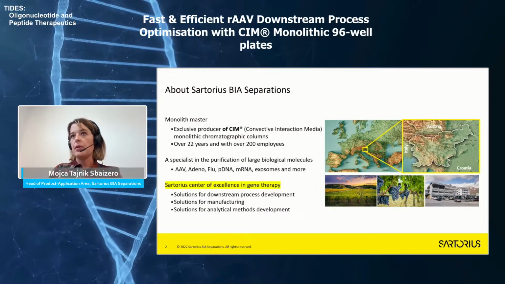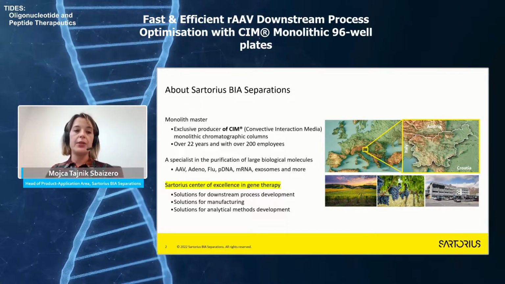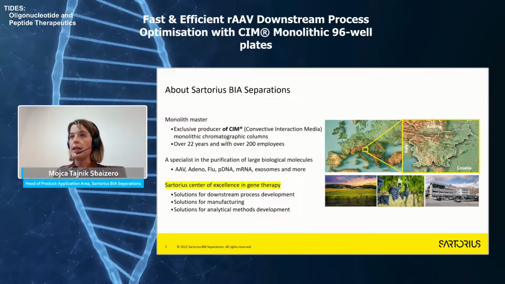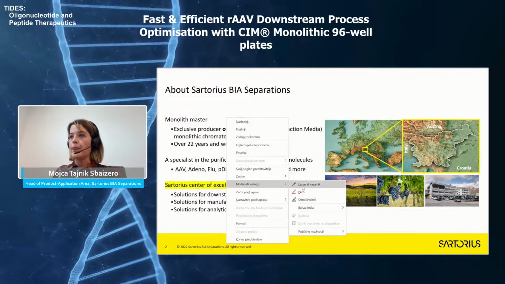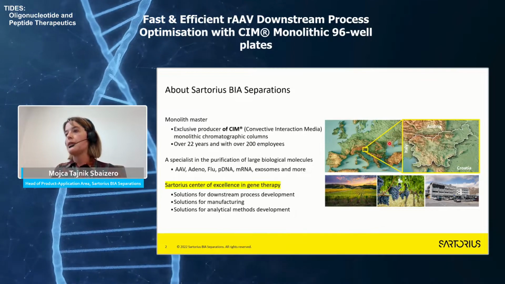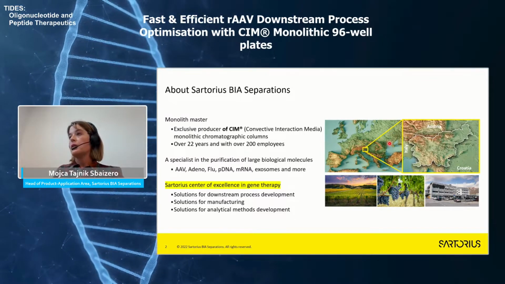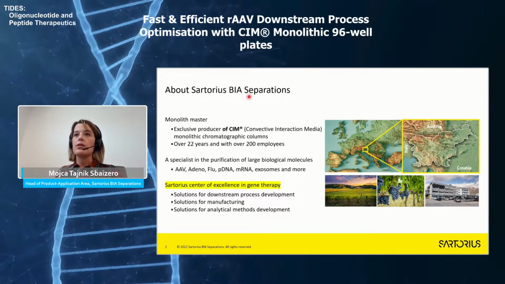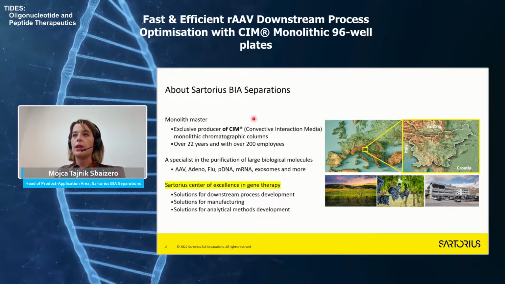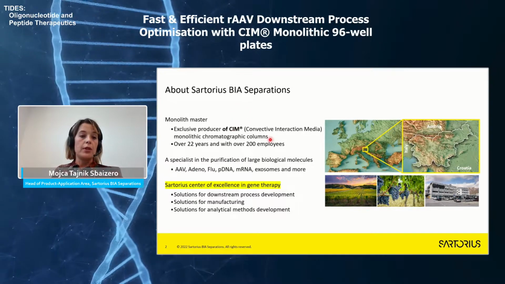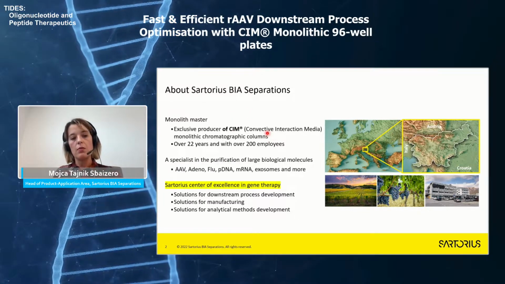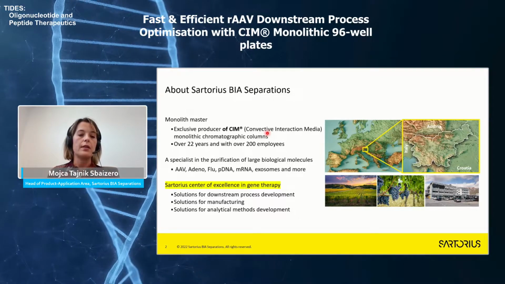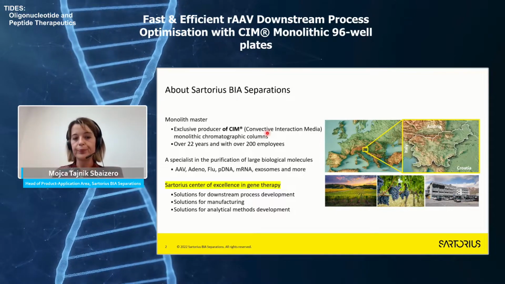So a little bit about our company. We are named Sartorius Bioseparations. We are located in Slovenia, in the town called Ajdovščina, in the west part of Slovenia. We are the exclusive producer of convective interaction media, monolithic chromatographic columns. We have been working on this for 22 years, and now we are more than 200 employees.